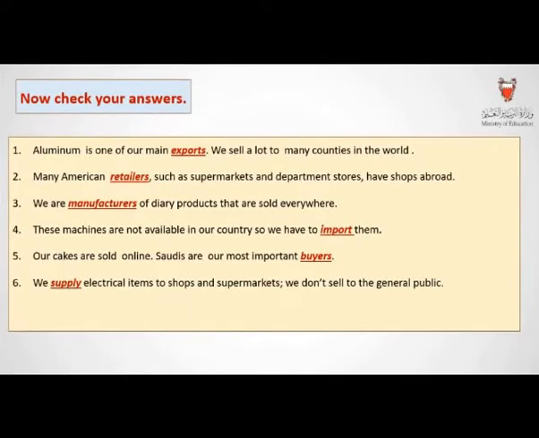Number 5, our cakes are sold online. Saudis are our most important buyers. All right. Now, buyers are people who buy things.